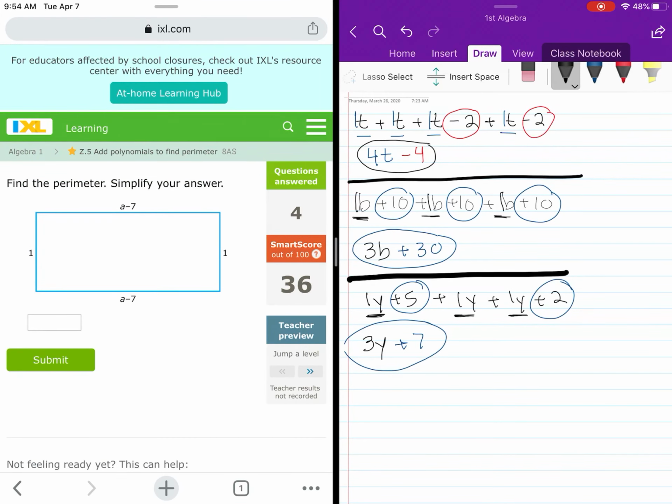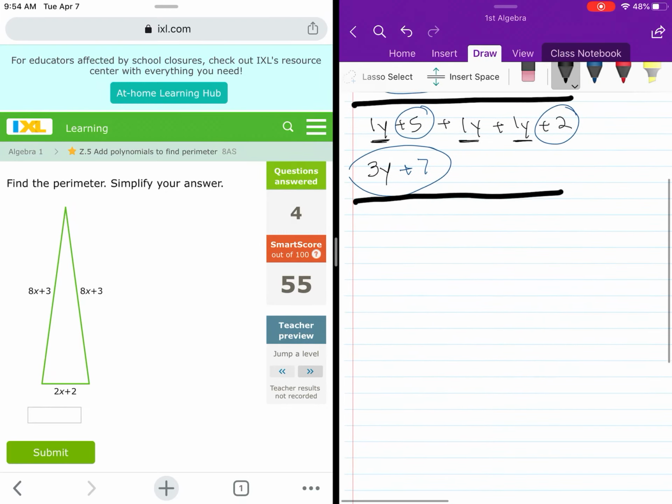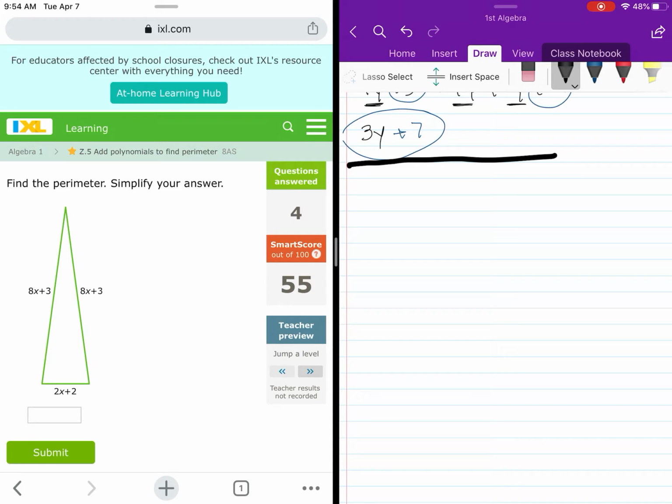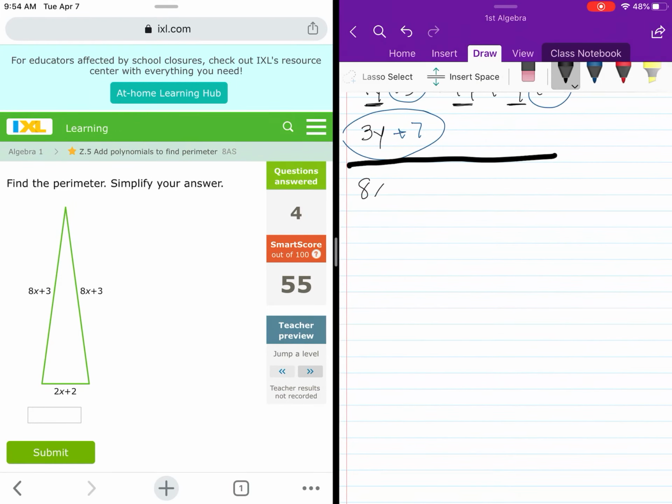Okay. Now I'm going to go ahead and jump a level so that you can see the next type of question. So if I jump a level, this is the next type of question, but it's still the same thing. It is very simple to answer. So I'm going to add all 3 sides together. I have 8x plus 3 plus 8x plus 3 plus 2x plus 2. So I'm just adding everything. 8x, 8x, 2x. So I'm going to add all of those. 8 plus 8 is 16, and 16 plus 2, that's 18x.